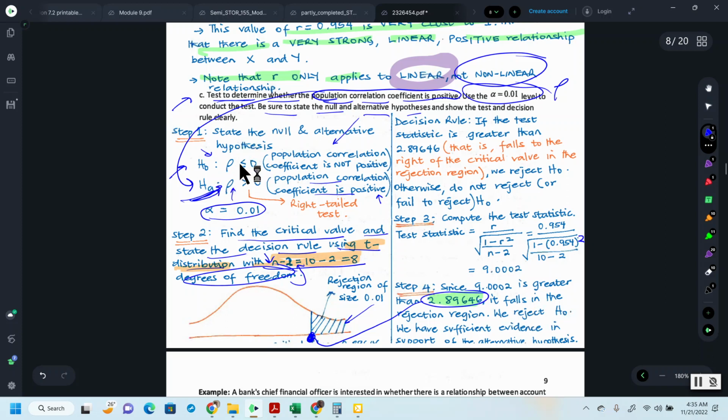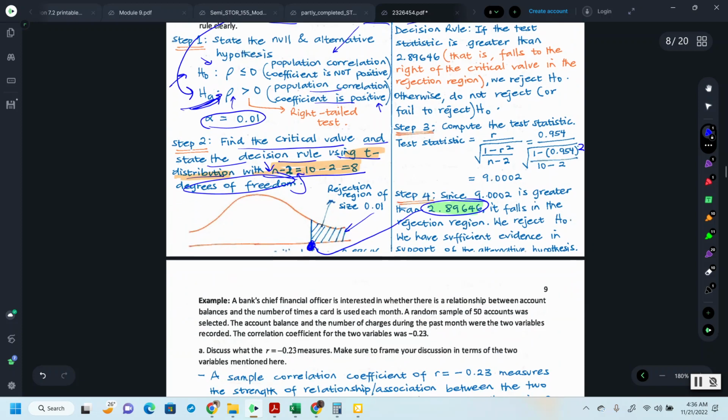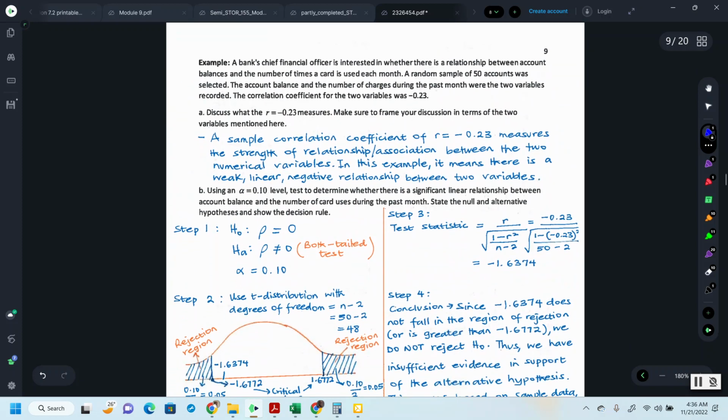If we are rejecting the null hypothesis, then the alternative is the winner. So this data provides sufficient evidence to tell us that the population correlation coefficient is also positive. What we observed in this sample is statistically significant enough to carry on into the population itself. Okay, with that said, we proceed to page 9.